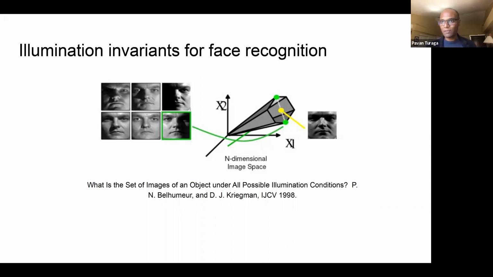Kriegman and David Jacobs, and they made a few simplifying assumptions which have provided a basis for a lot of follow-on work. The simplifying assumptions were, let's assume that the object is convex. And of course, what you're seeing here is a face. A face is not convex, but it's close to being convex. Make that assumption that it's convex, and assume that the object is Lambertian. It doesn't have any mirror reflectances, doesn't have too many specular highlights. Under those conditions, they proved that under all possible illumination conditions, the set of images of the object will reside on a convex cone in image space.